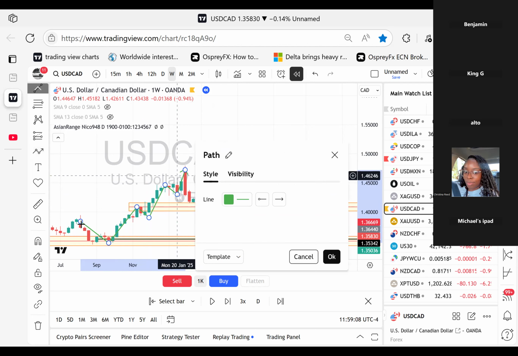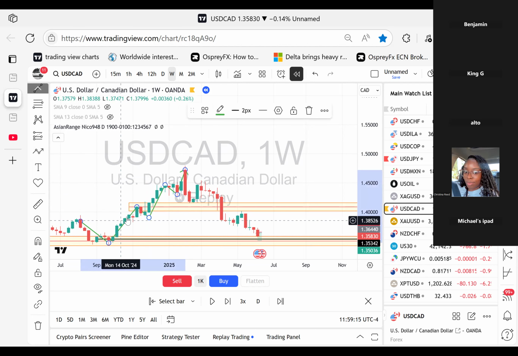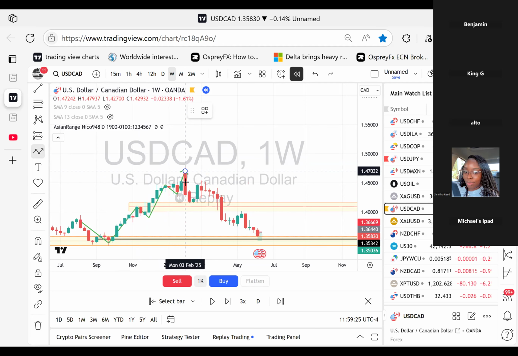So on this green leg, this is where price was buying, right? This was a high, this is a low, higher high, higher low, higher high. Would you agree with that? Now, you asked me how do we know that price is either buying or selling, right? I'm going to show you, and I'm going to change this color to red.